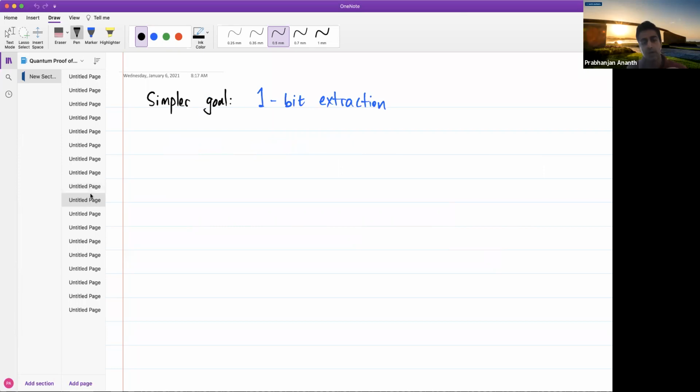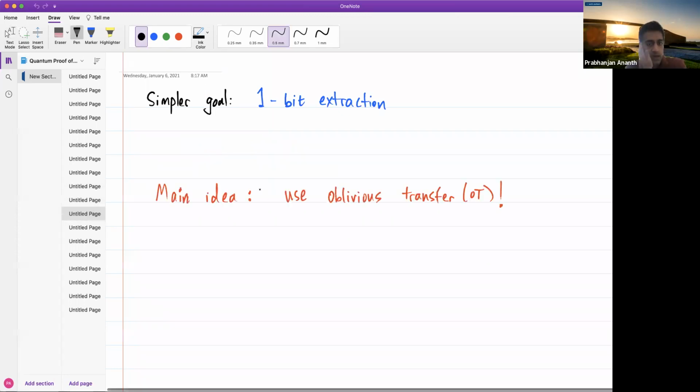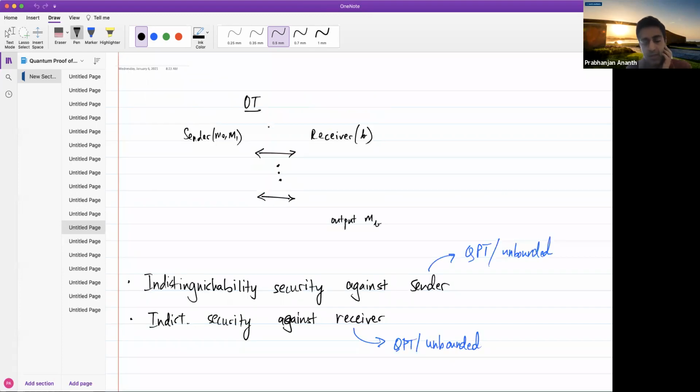Okay, so for now, let me focus on a simpler goal, which is 1-bit extraction. So the goal is to extract just 1 bit from the prover. And in order to do that, the main tool we are going to use is oblivious transfer. And for those who are not familiar with what oblivious transfer is, here is the definition.